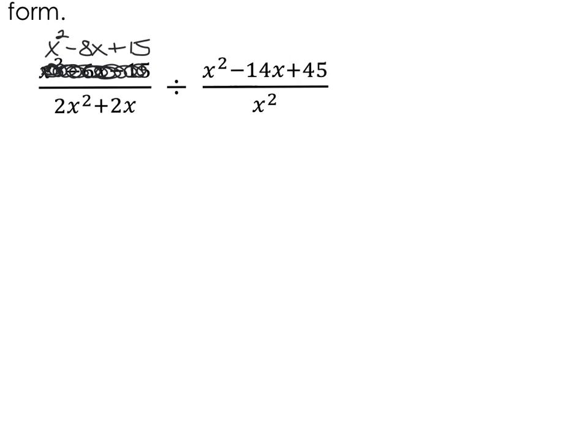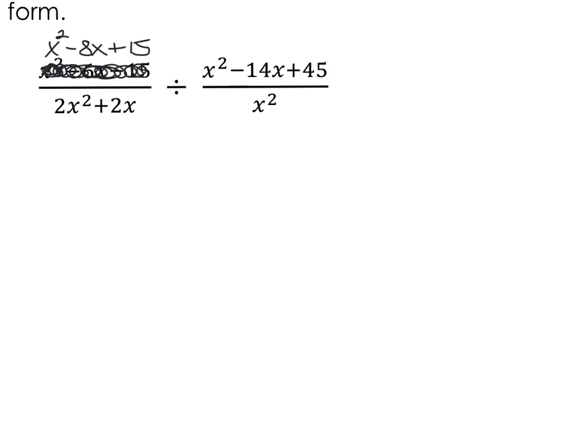For whatever reason, I think I mistyped it when I made the note packet, and then I didn't see it until after they were printed. So let's put it in that form. We have x squared minus 8x plus 15 over 2x squared plus 2x, divided by x squared minus 14x plus 45 all over x squared.